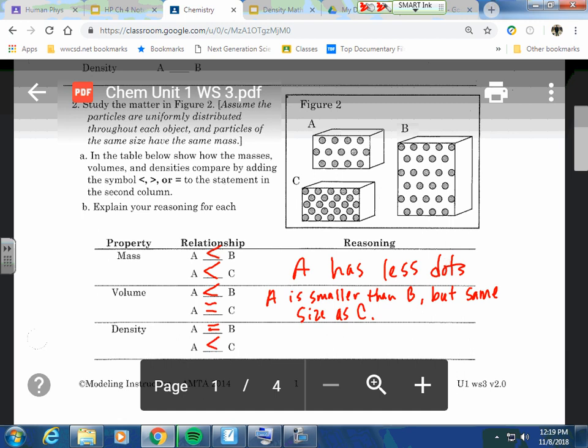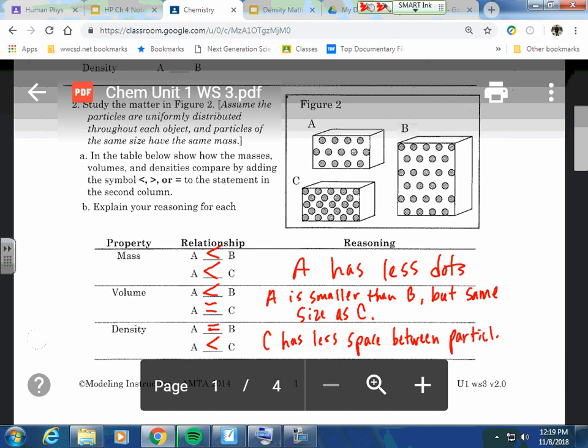Less space in which one? A has less space between particles. C. It's more packed, right. C has less space between particles, which means it's more dense.